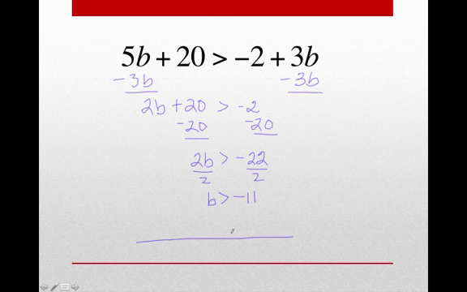I'm going to graph that on my number line. Here's my negative 11. There's 0. B is greater than, so I've got a hole at negative 11, and it's going to go to the right because it is greater than negative 11.